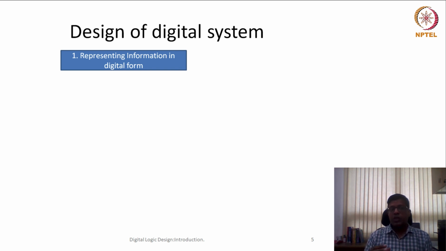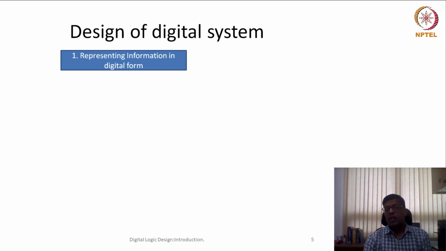For example, information could be continuous in space, continuous in time. How can we represent that information in a digital, discrete form, such that we still do not have any kind of loss in information? That would be our first module.